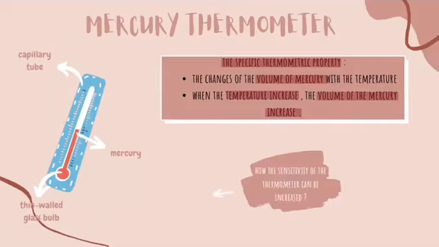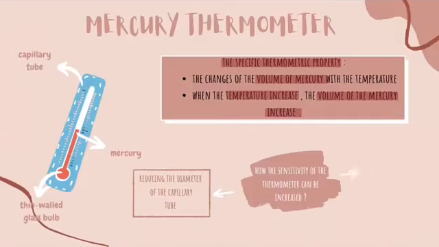So how can the sensitivity of the thermometer be increased? First, we can reduce the diameter of the capillary tube. The second one is using a thinner wall glass bulb.